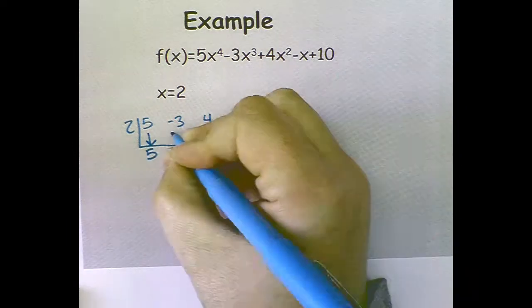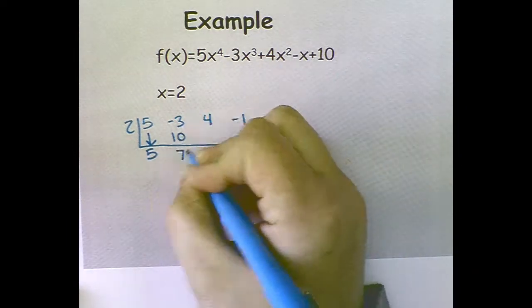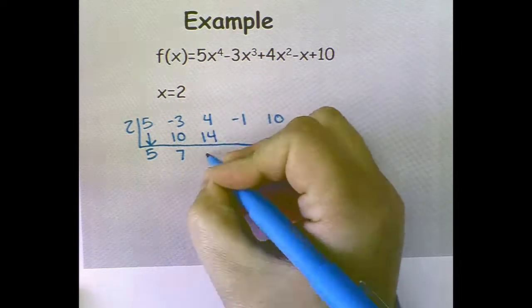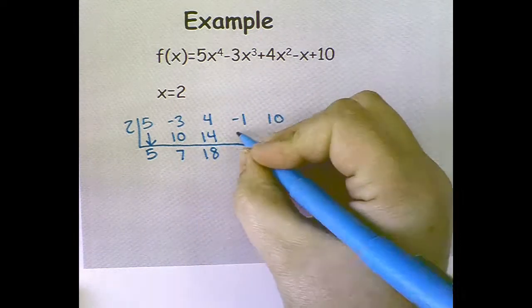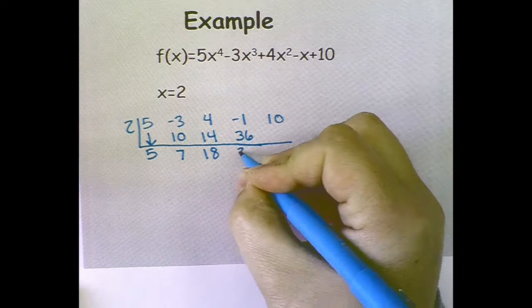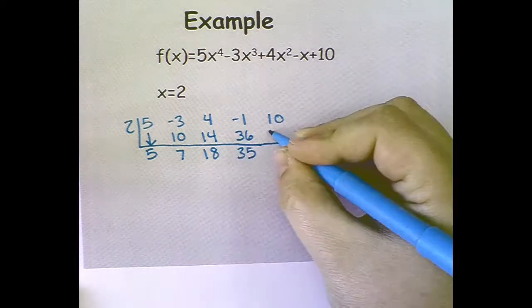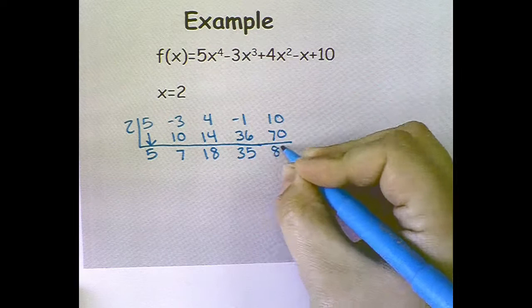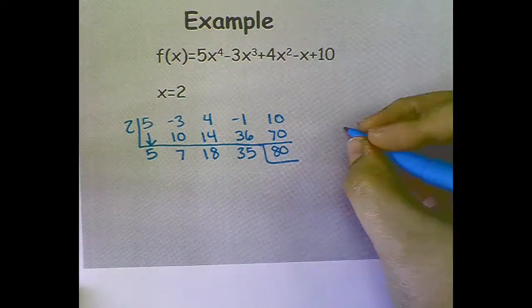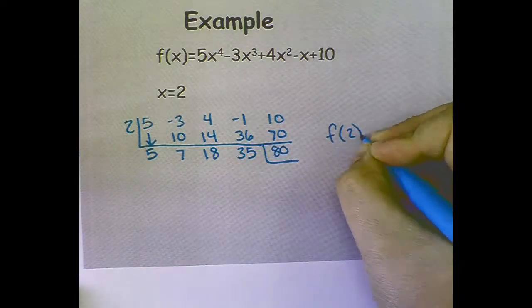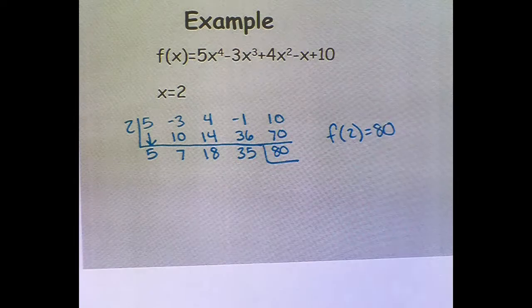Bring down the 5, multiply to get 10. Add, I get 7, multiply, 14. Add, it's 18. 2 times 18 is 36. Add, I get 35. 2 times 35 is 70. Add, I get 80. That's my final number. That's my remainder. So that means f of 2 is 80.